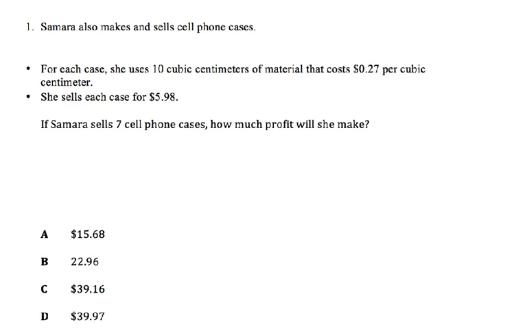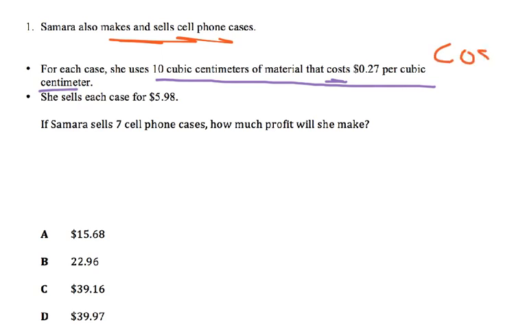So this problem is really similar to Jada's. Samara also makes and sells cell phone cases. And then it tells us three things. For each case, she uses 10 cubic centimeters of material that costs 27 cents per cubic centimeter. So I can tell already that's talking about her cost. So we're going to have to figure out how much Samara spent to buy material.